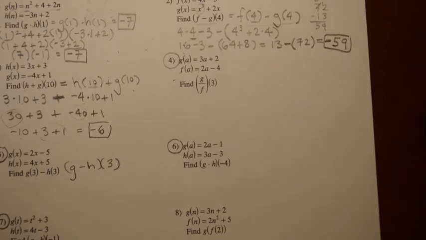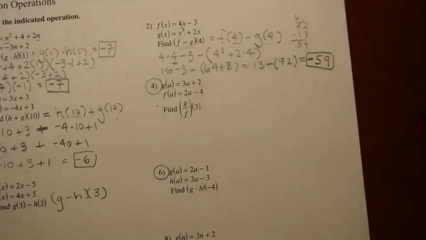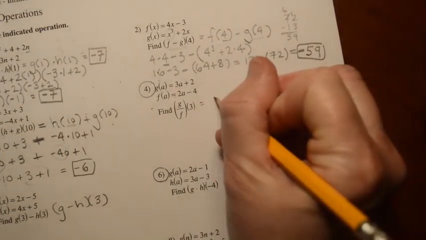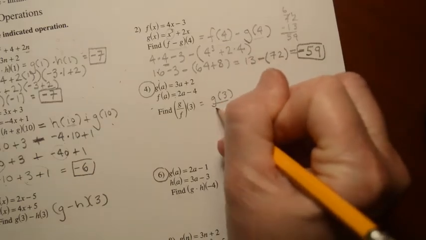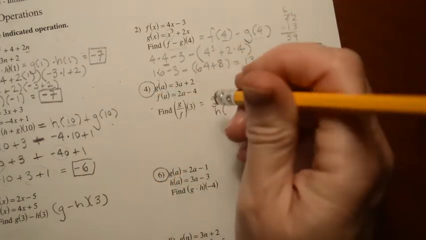Okay, so hopefully for number 4, you saw that as division, and this is the first one that we've done that's a division. So this should have been g of 3 divided by h, oh no, f of 3.